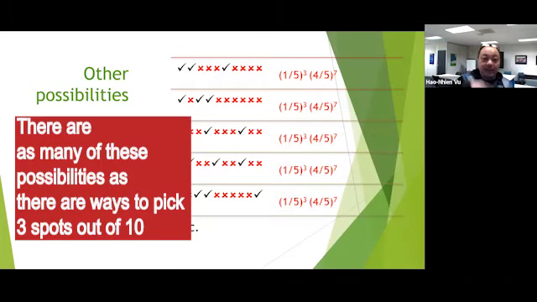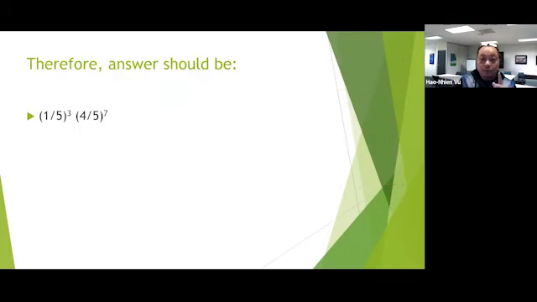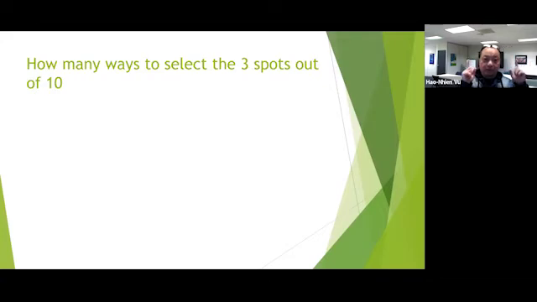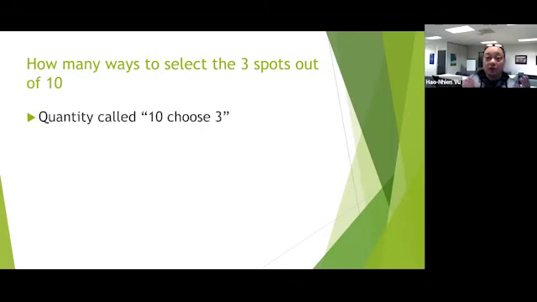And there are as many of these as there are ways to pick the 3 spots for the correct answers out of 10. Therefore, the answer should be equal to 1/5 to the 3rd times 4/5 to the 7th times however many ways to select the 3 spots for the correct answer out of 10. That particular portion of the answer, how many ways to select 3 spots out of 10, that's a known mathematical quantity. It's called a combination, and we read it as 10 choose 3.